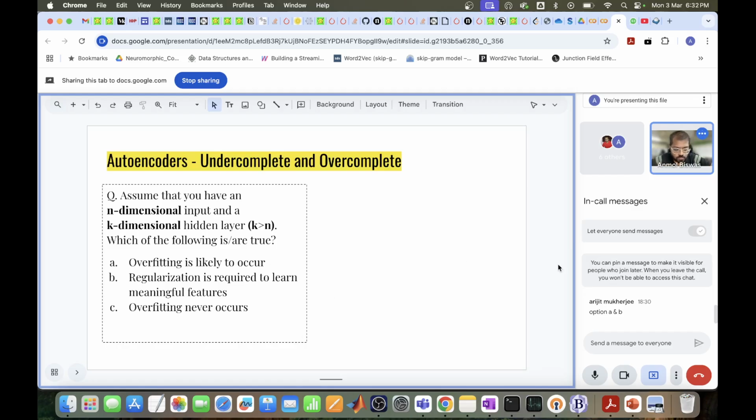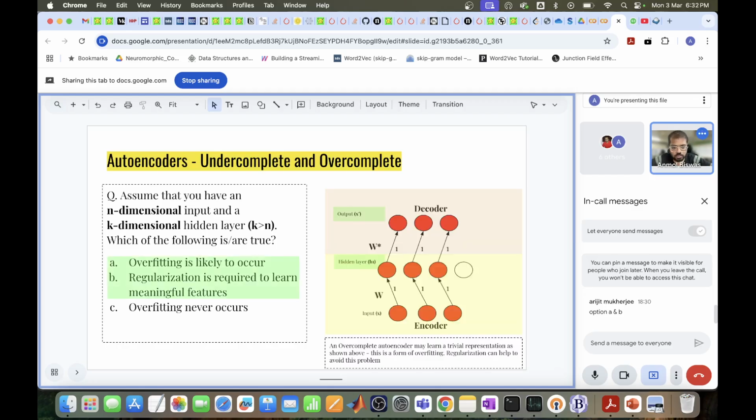By definition. So how do we show in a simple manner that this is likely to happen? You can think of a network, right? You have an input, let's say with 3 neurons. You have 4 neurons in your hidden layer, which is more than the number of neurons in your input. You have 3 neurons in your output, obviously, because it's an autoencoder. Now because there are more neurons in your hidden layer, a situation like this can happen, right?